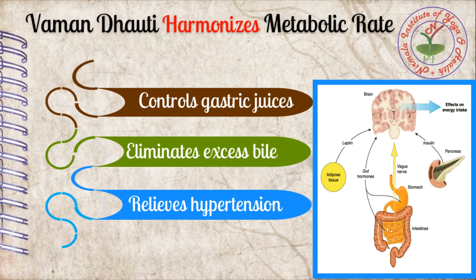Due to psychosomatic abnormalities like acidity, indigestion, and less bowel movement, the serotonin level in the body decreases, resulting in high blood pressure. Vaman Dhauti eradicates gastrointestinal abnormalities and normalizes the serotonin level, which lowers the blood pressure and hypertension, which lead to abnormal metabolic rate. By regulating these three factors, Vaman Dhauti harmonizes metabolic rate.